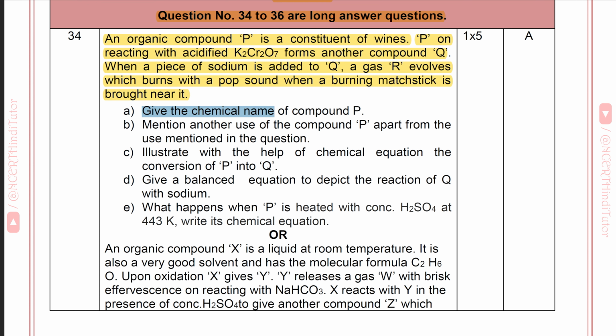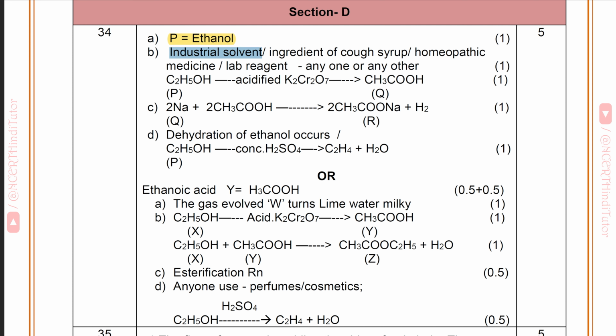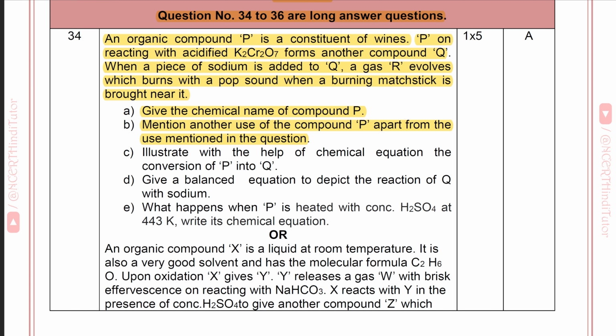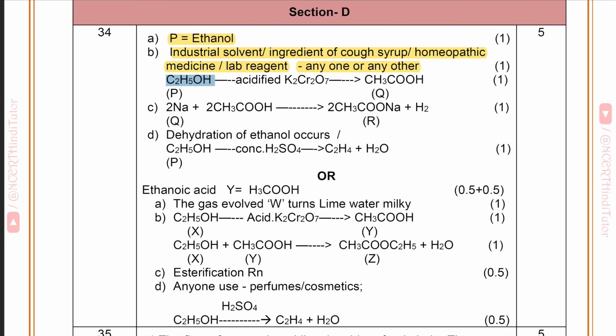A. Give the chemical name of compound P. Answer. So P is ethanol. B. Mention another use of the compound P apart from the use mentioned in the question. Answer. Industrial solvent, ingredient of cough syrup, homeopathic medicine, lab reagent, any one or any other. C. Illustrate with the help of chemical equation the conversion of P into Q. Answer. C2H5OH, that is P, with acidified K2Cr2O7 gives CH3COOH, that is Q.